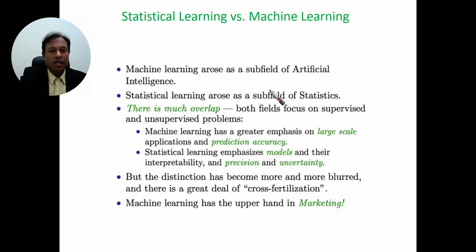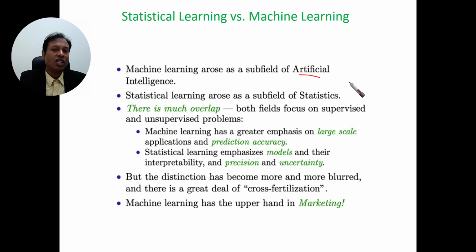So lastly, let's talk about what statistical learning versus machine learning is. Machine learning basically is a subfield of AI, right? There are some other things other than machine learning. There are many other soft computing techniques like genetic algorithms, fuzzy logic, those kinds of things. But statistical learning comes from a subfield of statistics itself. Definitely there is much overlap, and both focus on supervised and unsupervised problems.